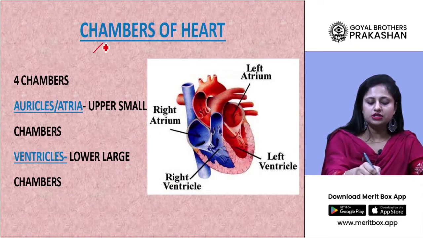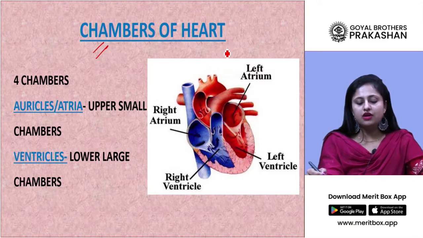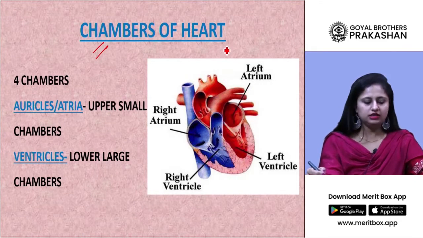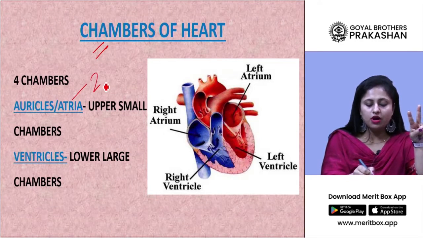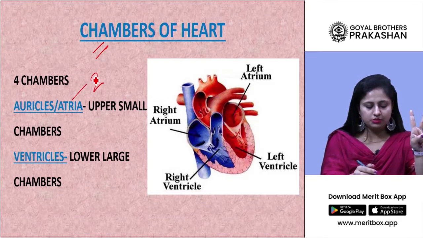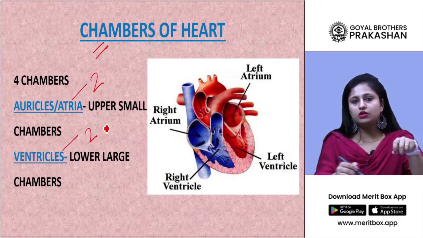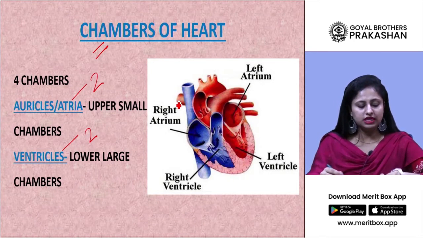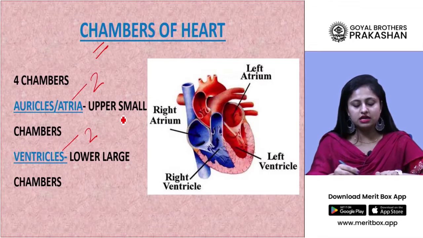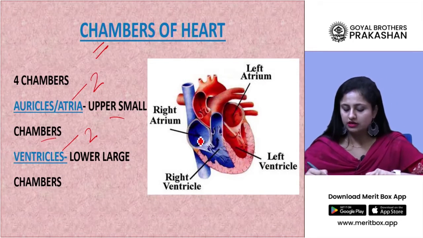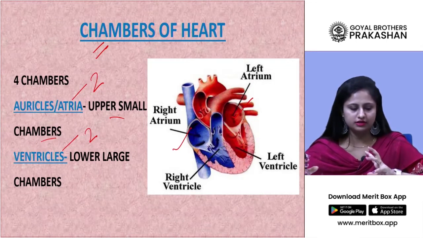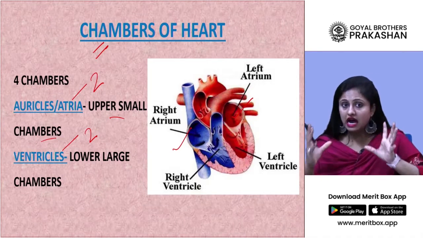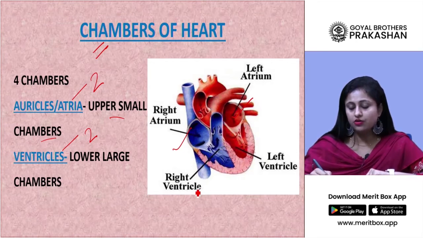So first, chambers. So there are 4 chambers in our heart. Those 4 chambers are 2 auricles or 2 atria. They are 2 in number, and ventricles. They are also 2 in number. So these auricles or atria, these are upper smaller chambers. These upper smaller chambers are atria or auricles, and lower and large chambers are known as ventricles.